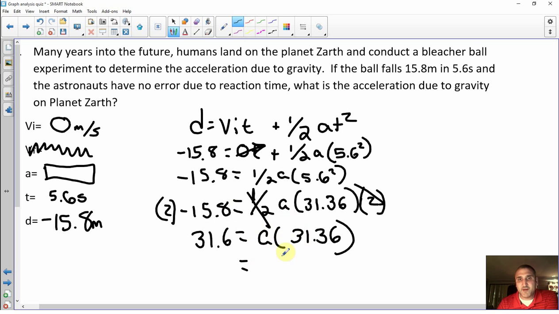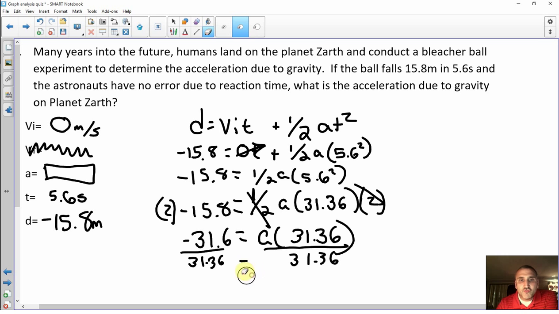Our next piece is we have to divide both sides by 31.36. And I'm actually going to erase this. We're going to have a is going to be 31.6 divided by 31.36, which is 1.007. Isn't that nice? You can round it, meters per second squared.